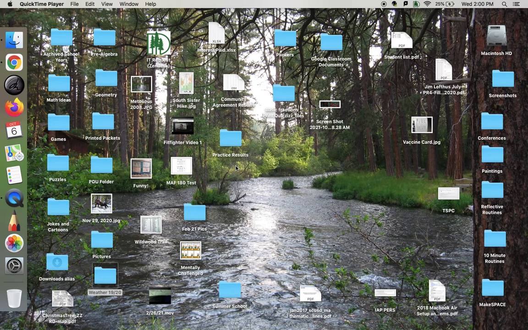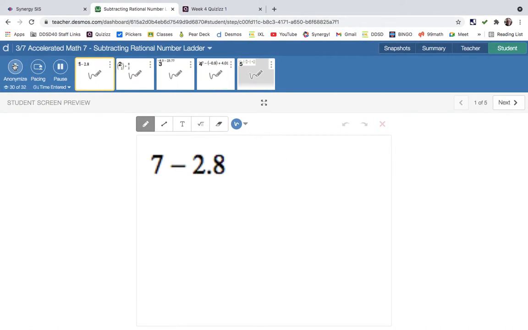This is a recap for Wednesday, October 6th, and it's going to be an answer key for the Desmos subtracting rational number ladder activity that we did today. So I'll do all five. Some will go quicker than others. You can skip to the one that you need. If you're watching this and you just need the last one, then go ahead and do that if you got all the other ones correct.